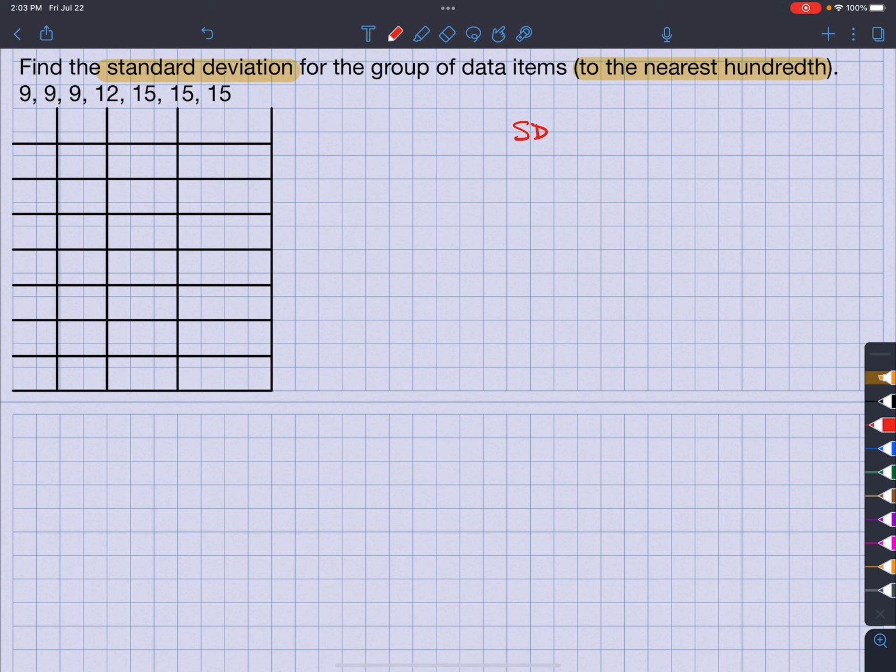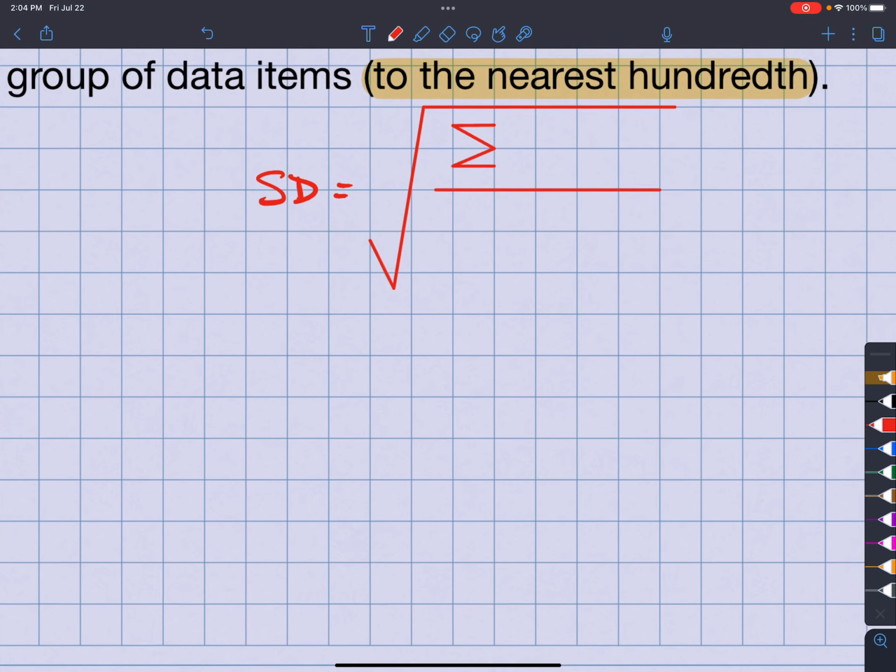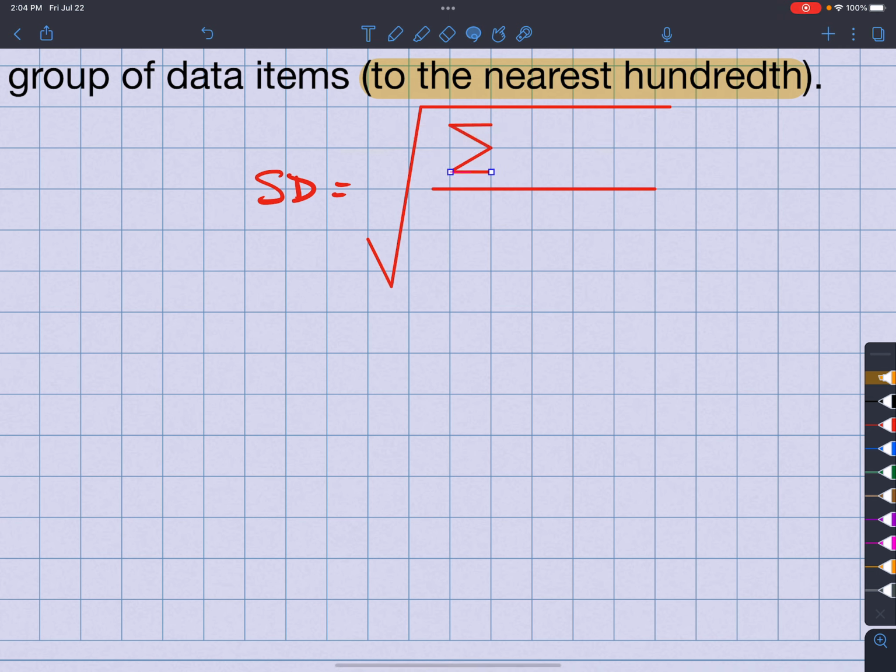So standard deviation is equal to the square root of the sum of x minus x bar squared all over n minus 1. So the x is the data item, x bar is the mean, n is the number of data you have.